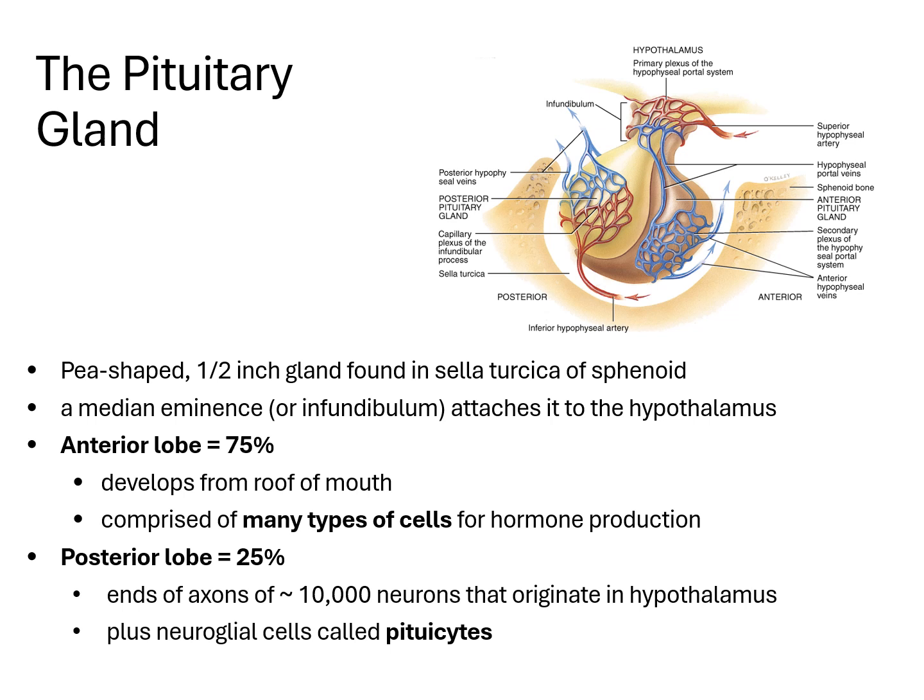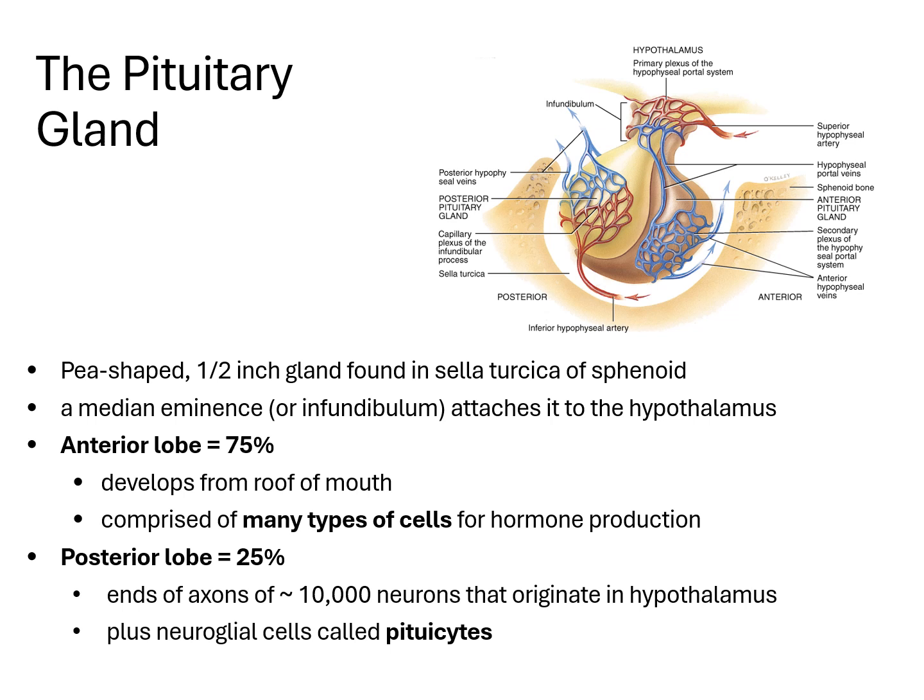Through that stalk, neurons will run. You will find axons which originate from the hypothalamus running through that stalk and terminating in the pituitary. Most of the pituitary gland is an anterior lobe which develops actually from the roof of the mouth. It's comprised of numerous types of cells. Each cell is going to be specific for making a certain hormone.